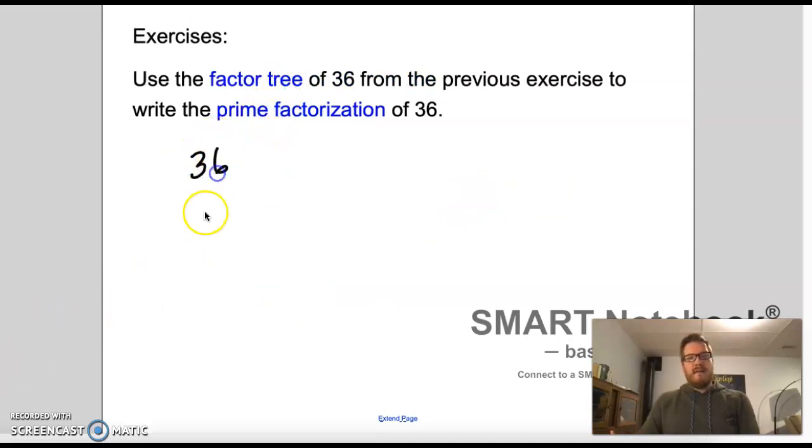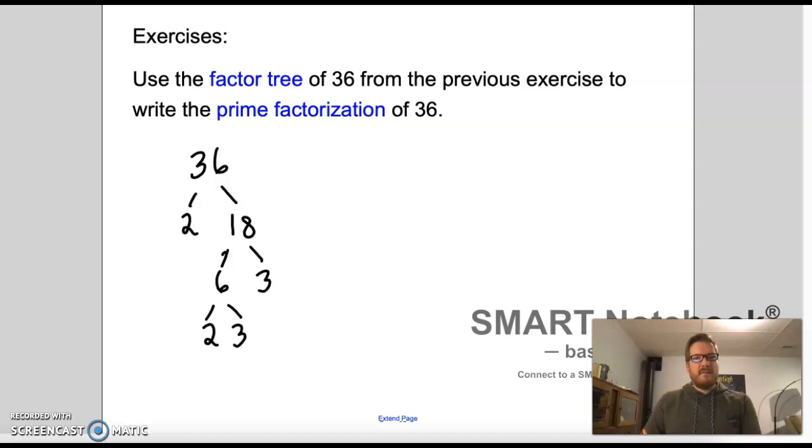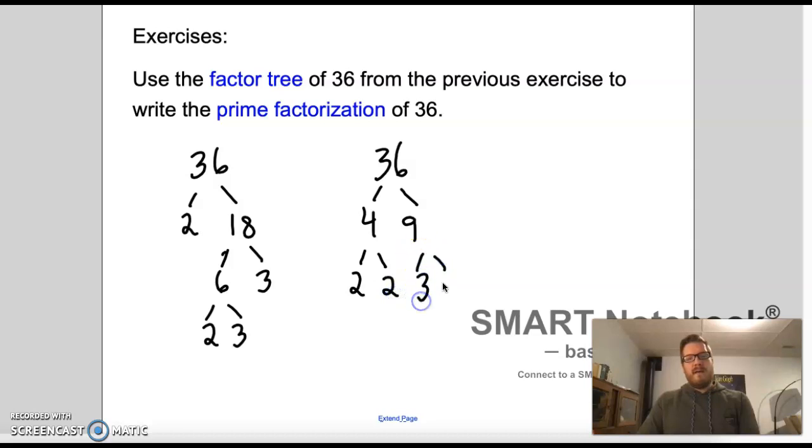So here's the one that we drew a second ago. I think we were supposed to use 2 and 18, and then I used 6 and 3, and then that was 2 and 3. So this gives us 2 times 2 times 3 times 3. Now I'm going to do a different prime factorization, and I'm going to use, let's say, 4 and 9. There's a couple different pairs I could use. But that's 2 and 2, and then that's 3 and 3.